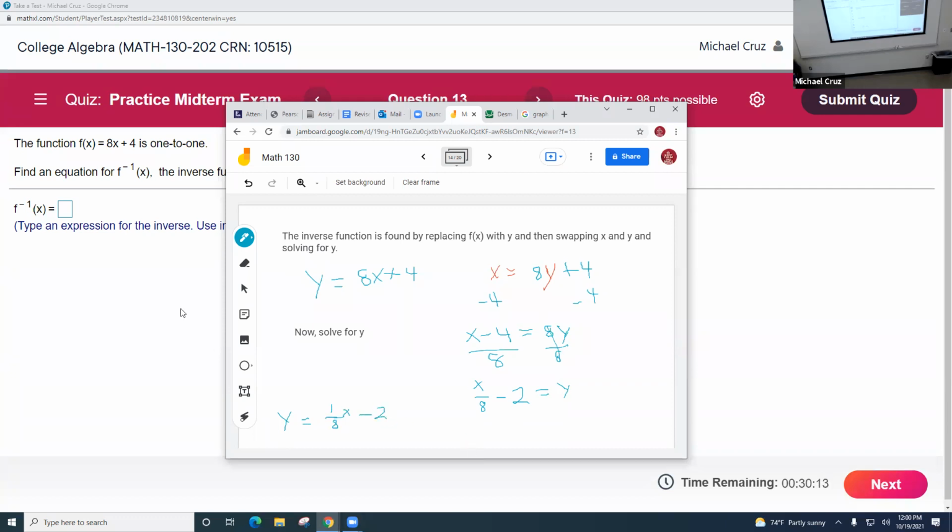If you're wondering, that right there is a line, like a linear function. So that would be the slope. So notice up here, when it was solved for y, the slope was 8. And on the inverse function, it's 1/8.